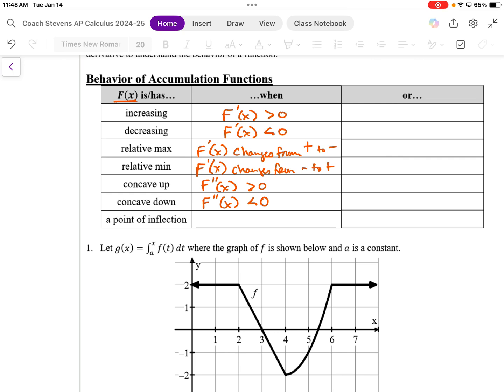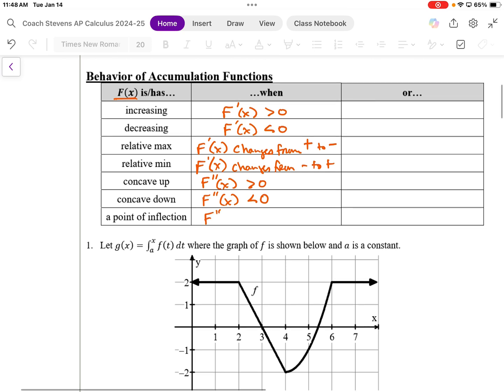And then how do I know I have a point of inflection? Yeah, it's where we change signs with F double prime. We change signs, so F double prime of x changes signs. And again, just as long as it changes signs, we don't have to worry about the order. If capital F double prime changes sign, then we know that there is a point of inflection there. Now, that's one way you can do it.